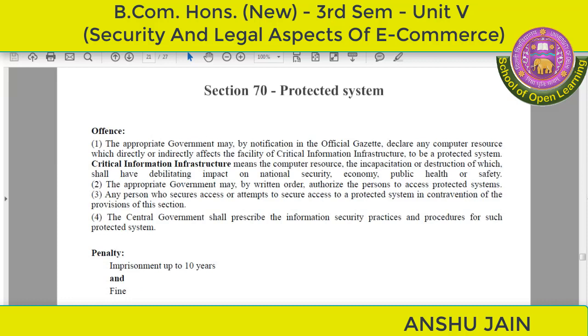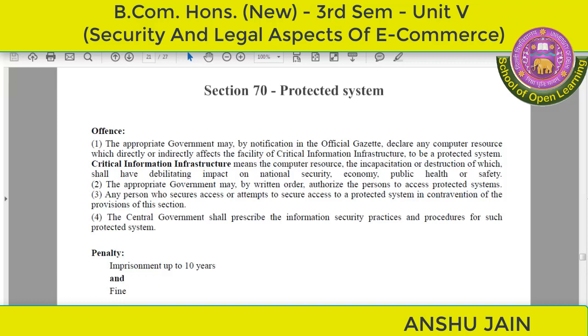Then coming to section 70, it is talking about the protected system. The offense के लिए जो हम बात करते हैं उसमें क्या क्या points हैं? The government by way of notifications in the official gazette declares any computer resource which directly or indirectly affects the facility of critical information infrastructure to be a protected system.